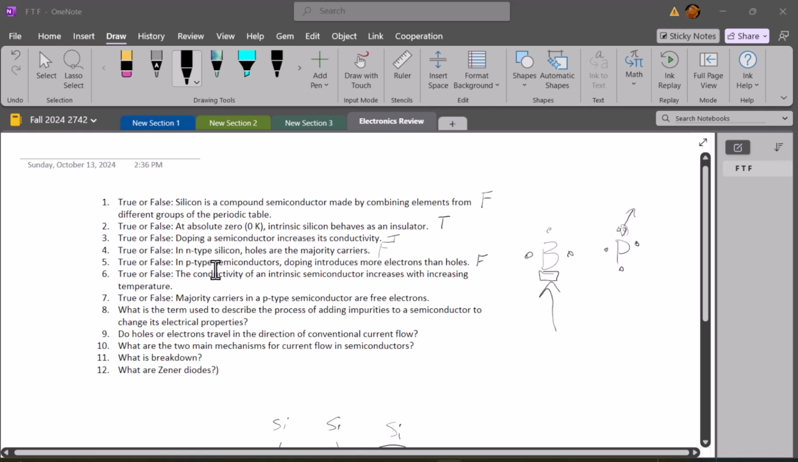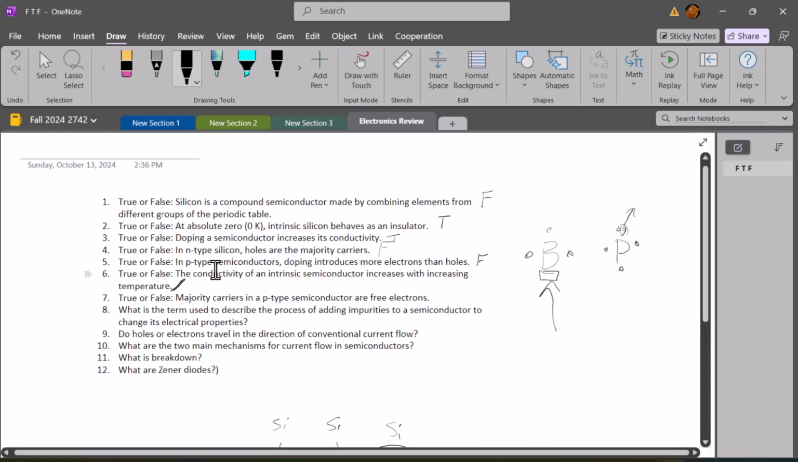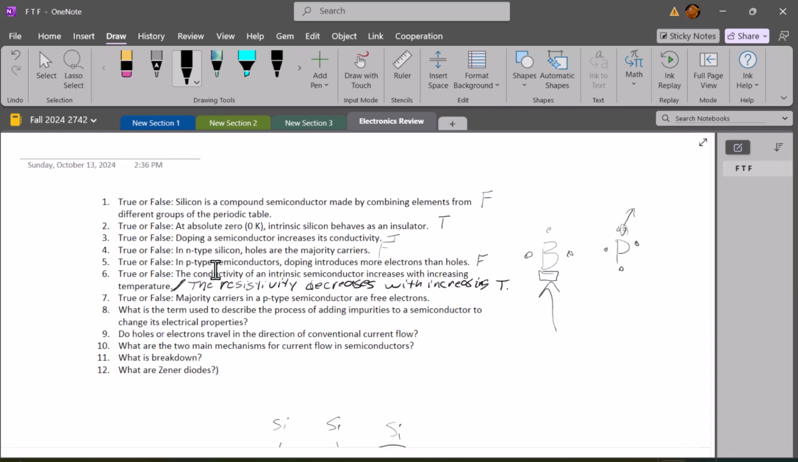All right. Number 6. The conductivity of an intrinsic semiconductor increases with increasing temperature. Another way of saying this, same thing, is the resistivity decreases with increasing temperature. So those two things say the same thing. Is that true or false? True. It is true for everything but semiconductors. It's actually false for semiconductors.